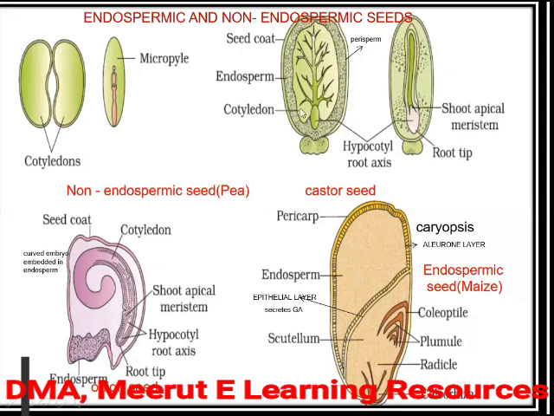Okay. These are the cotyledons. So this is the castor seed, which is an endospermic seed, and it is a dicot seed. This one is also dicot.